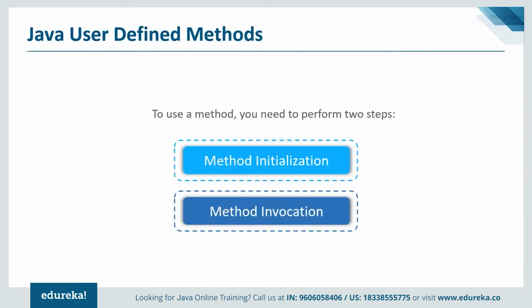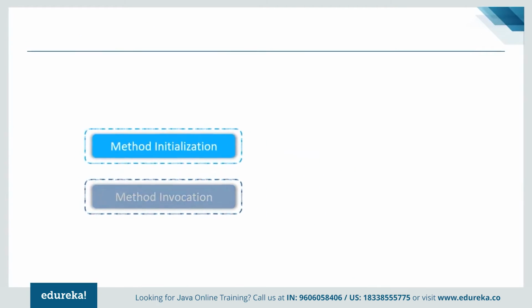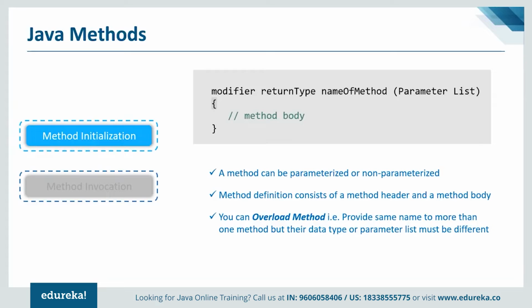To use a method, there are two important steps which you need to perform. The first is method initialization, which means that you are going to define the method. You're going to write what all your method will do. We call it the definition as well. The next is method invocation, so you need to execute the same method. For any method which we create, that's the initialization part. A method can have a modifier, where we can have public, private, protected, default. They have their own specific meanings, which we'll see in our upcoming slides.